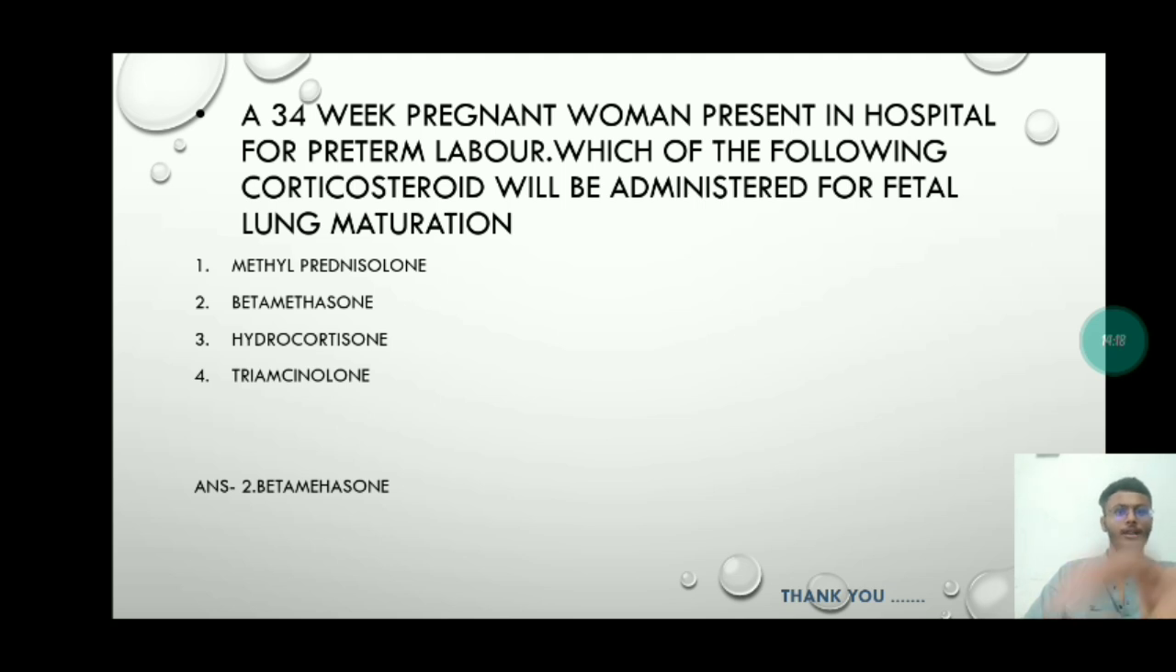A 34-week pregnant woman presents to the hospital with preterm labor. Which of the following corticosteroids will be administered for fetal lung maturation? So we know that corticosteroids are used for fetal lung maturation. So what is the answer? Basically this point is not covered by me, I intentionally left that. I want to tell you that betamethasone and dexamethasone, these are the two long-acting glucocorticoids which are used in lung maturation in preterm birth.